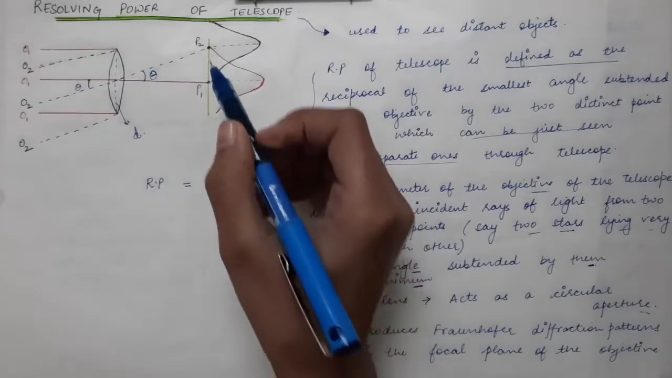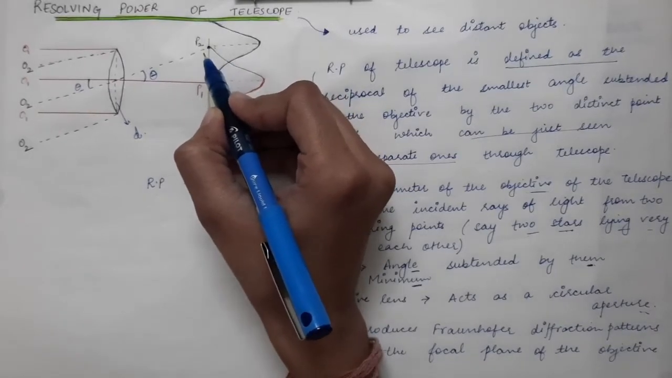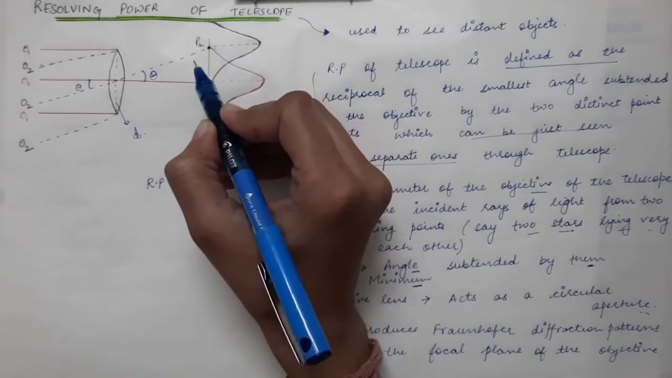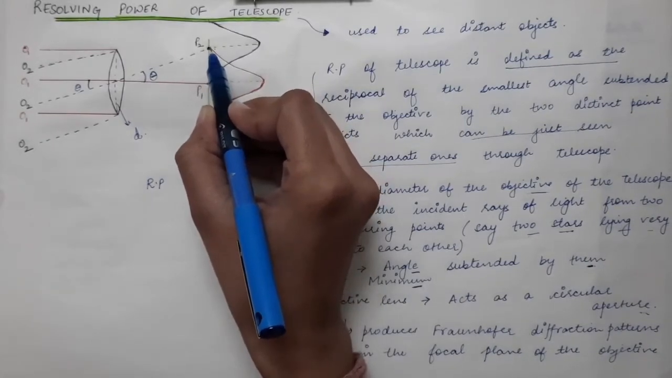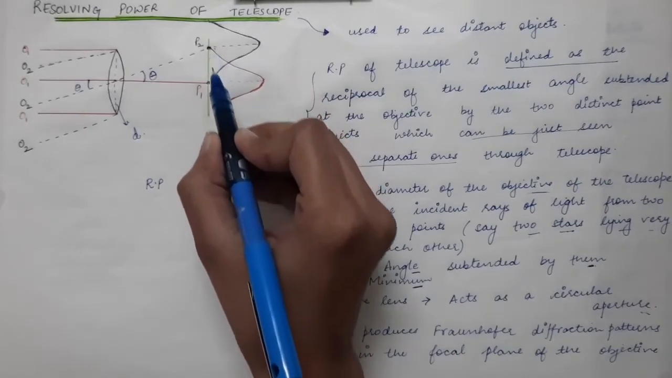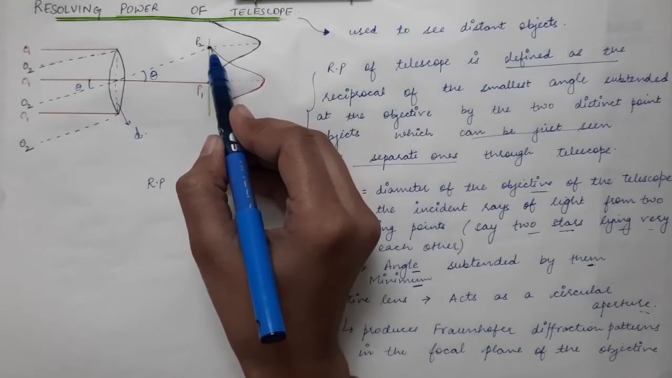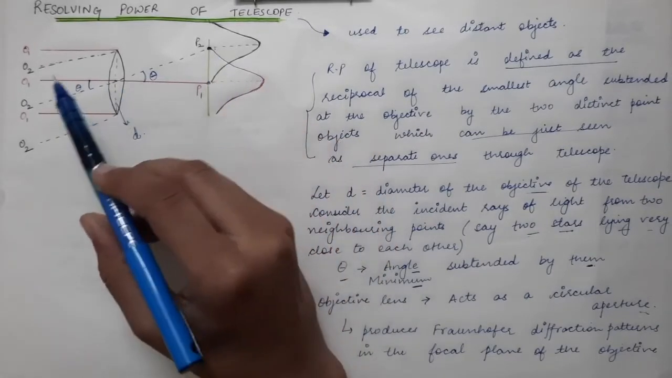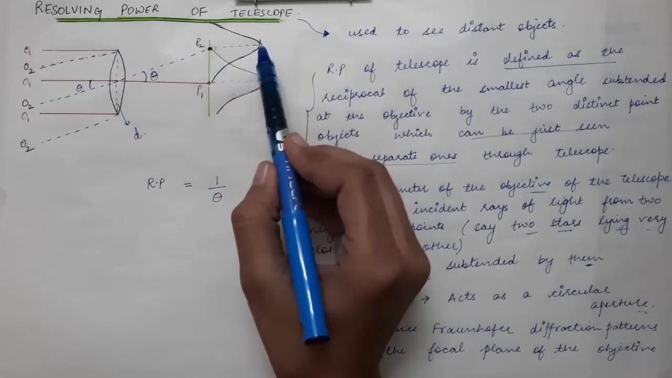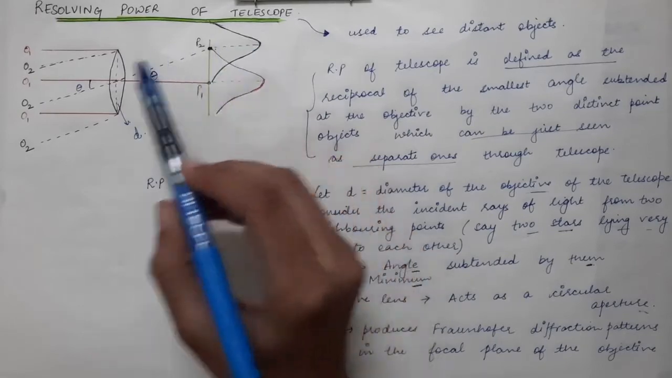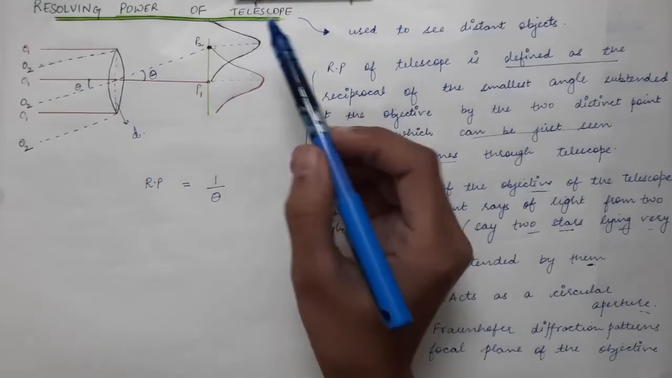Now what will be the condition of minima at P2 point? At P2 point, what are we getting? At P2 point we have a minimum. We have the first minimum caused due to the O1 object. So at P2 point we have the first minimum which is due to the O1 object, and at this same point P2 we have the central maximum which is produced by the O2 object. Therefore the Rayleigh criterion is achieved.